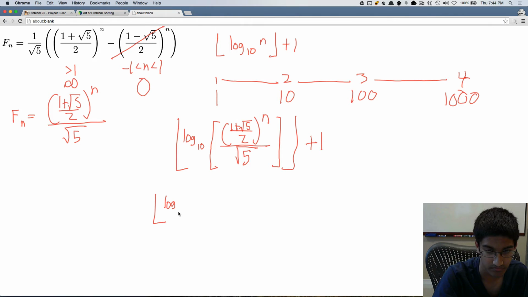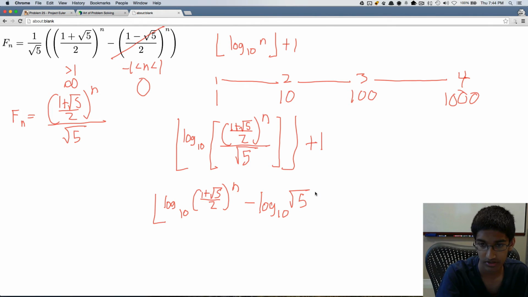Log base 10 of, and now we copy our numerator, (1 plus square root of 5) divided by 2 raised to the nth power, and then minus log base 10 of the square root of 5. We floor this and we add 1.